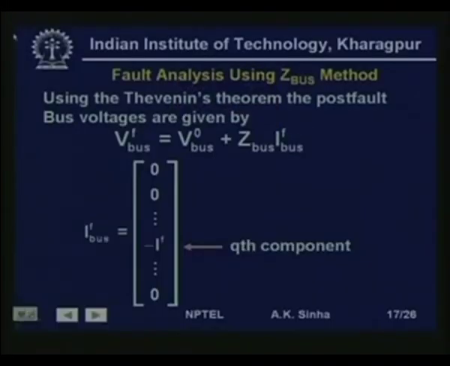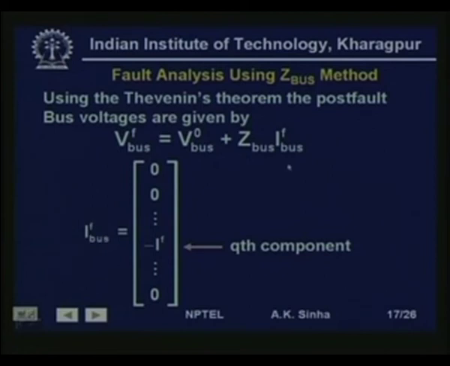Okay, so fault analysis using the Z bus method. Again, we have seen, using Thevenin's theorem, the post fault bus voltages can be written as V bus F is equal to V bus 0 plus Z bus into I bus F. Now, what is this I bus F? I bus F is basically the current injections at various points when the fault has occurred.